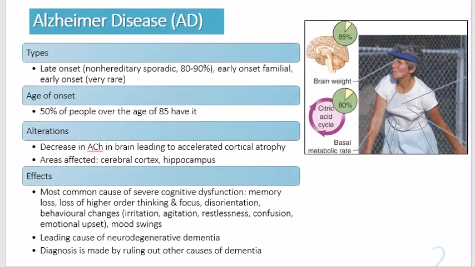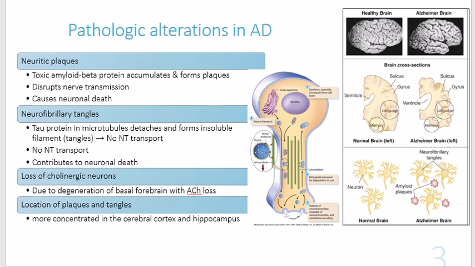Next, we will move on to some of the pathological changes, or pathological alterations, that are seen in people that have Alzheimer's disease. So this slide gives you an overview of these changes. On the far right, you can see a healthy brain versus one that is suffering from Alzheimer's disease. You can see in the healthy brain, it's very plump and full.